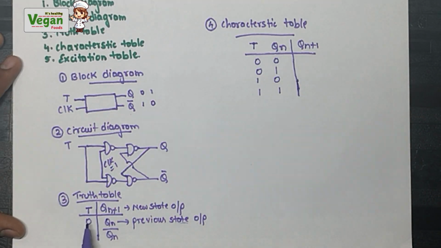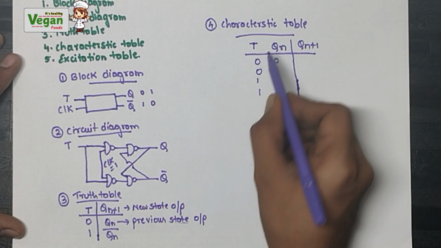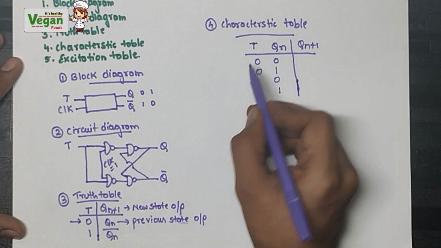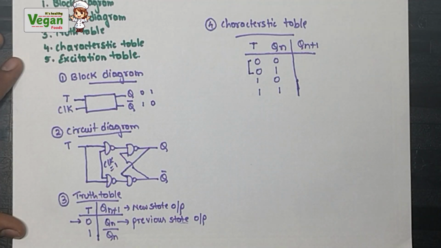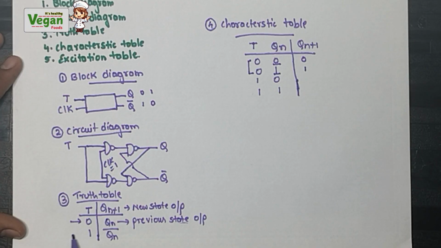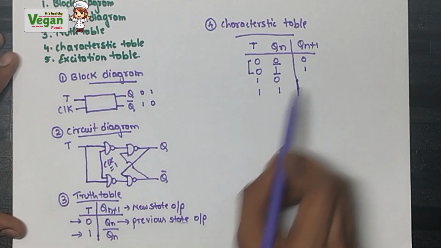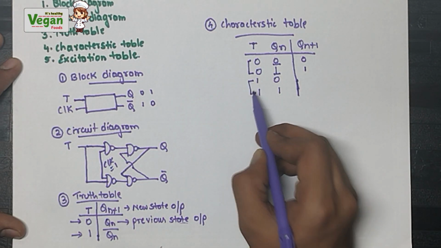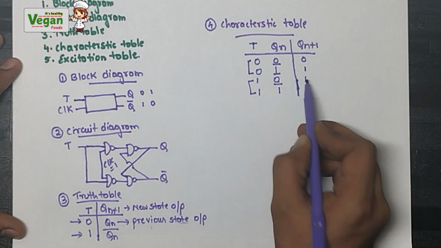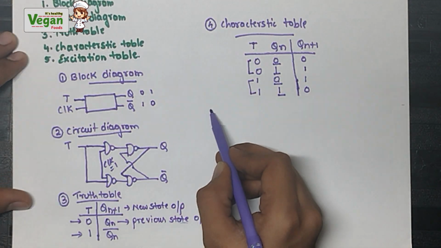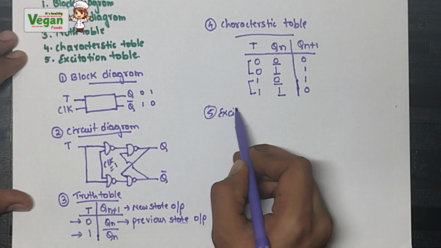Now, I already said you must construct the characteristic table using the truth table, because what is the value of T here? 0. When the T value is equal to 0, the output will be Qn value itself, same. Next, when the T value is equal to 1, the output value will be the complement of Qn, that is the complement of previous state. 0 will become 1, 1 will become 0. That's all, simple.